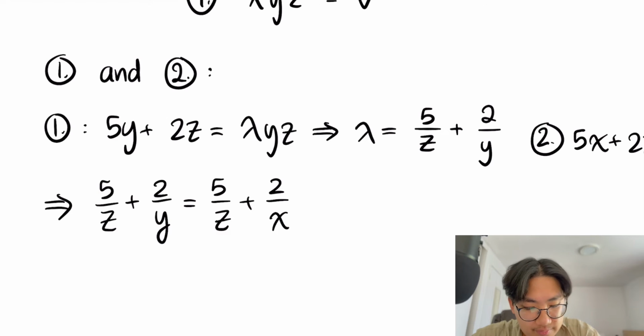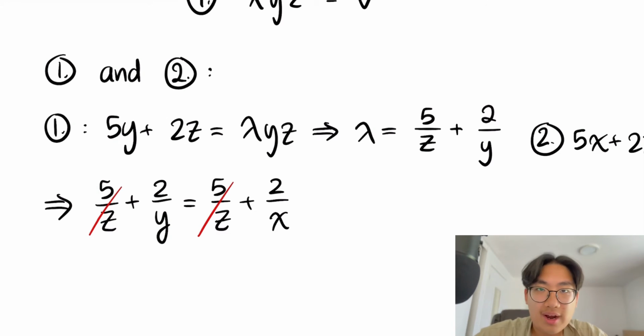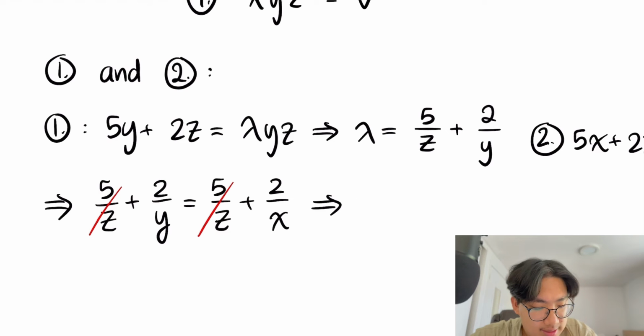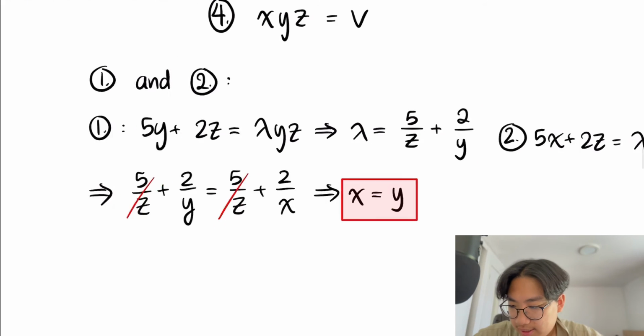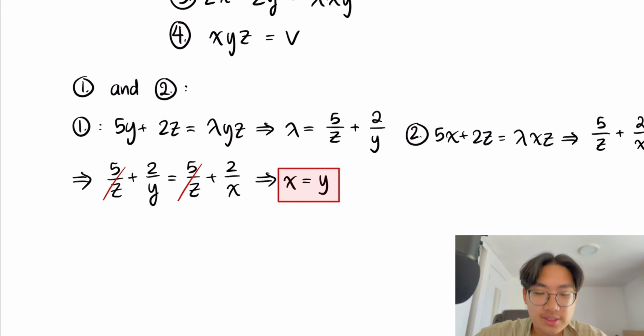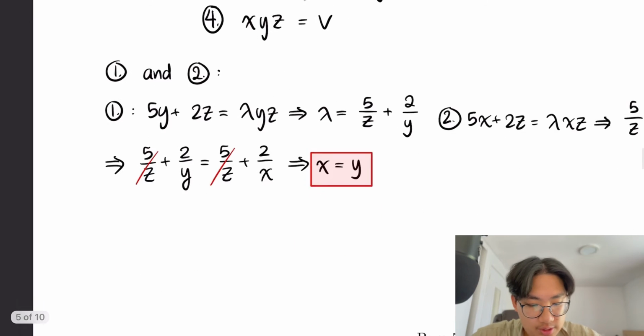From here now, we can see that these cancel out, and we're left with 2 over y is equal to 2 over x. And from this, we can conclude that x must be equal to y. All right, so this right here is one of our main components of solving the entire question. Next, we want to use number 3, or the third condition.